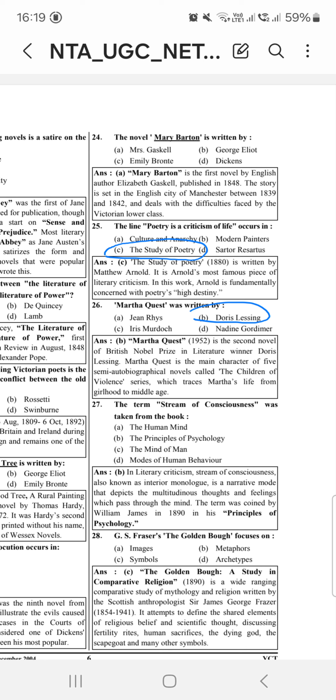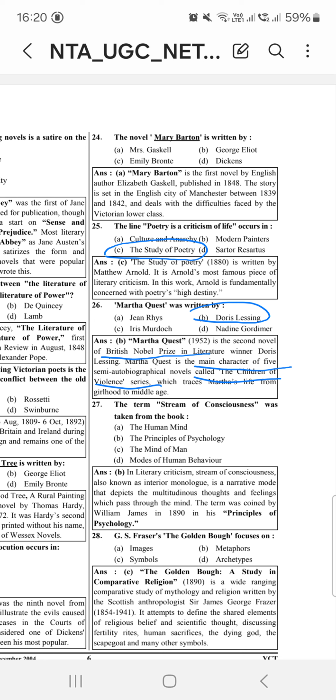Martha Quest is written by Doris Lessing and is the second novel of British Nobel Prize in Literature winner Doris Lessing. Martha Quest is the main character of five semi-autobiographical novels called The Children of Violence.